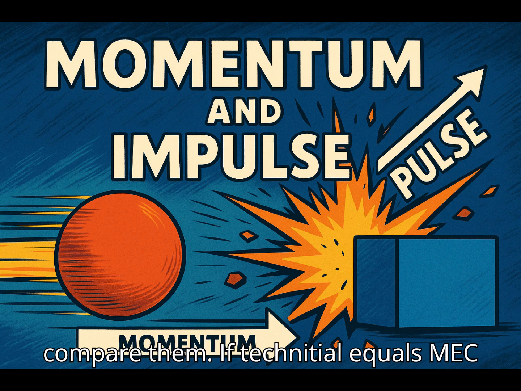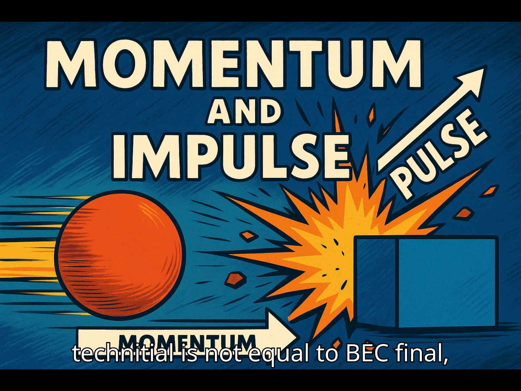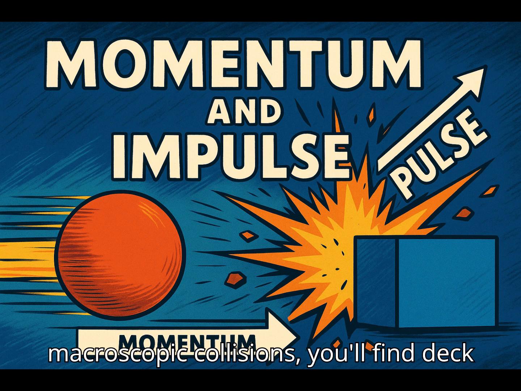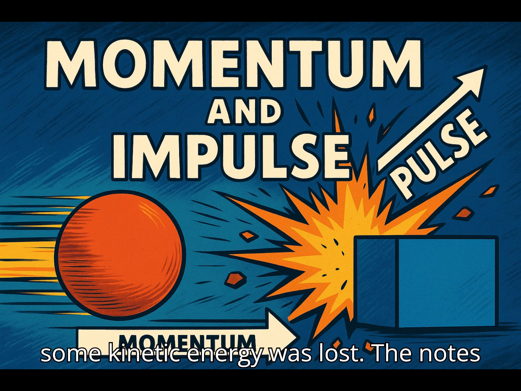If KE initial equals KE final, the collision was elastic. And if KE initial is not equal to KE final, then it's inelastic. Usually for macroscopic collisions, you'll find KE final is less than KE initial, meaning some kinetic energy was lost.